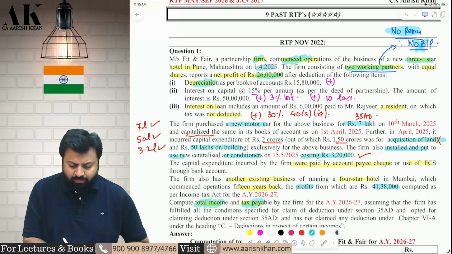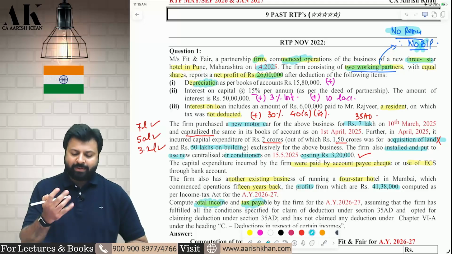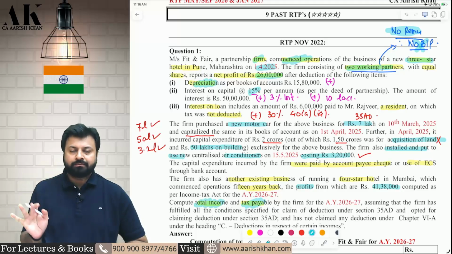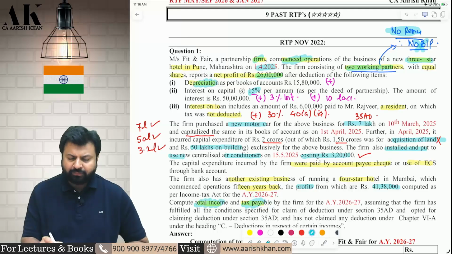The very first item over here is depreciation as per books of accounts, so add back. Second is interest on capital at 15%. 15% is not allowed. Only 12% is allowed as per 40B. Therefore, 3% is added back. 3% will amount to 10 lakh, because 15% amounts to 50 lakhs. Therefore, 3% amounts to how much? 10 lakhs. Add back 10 lakhs.